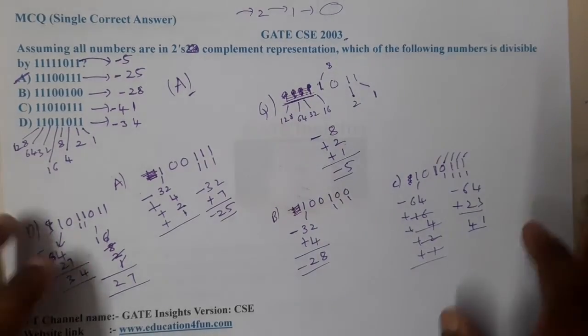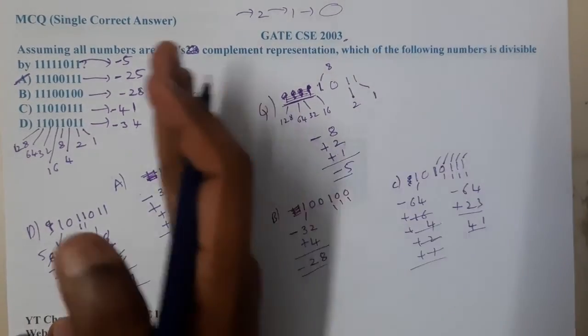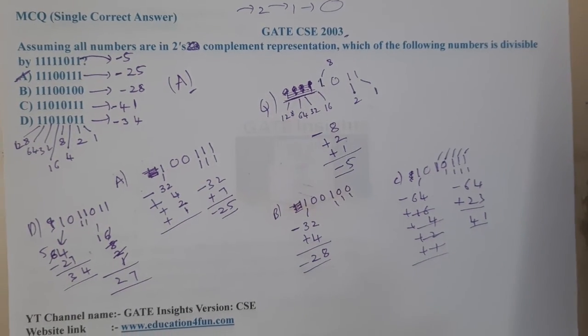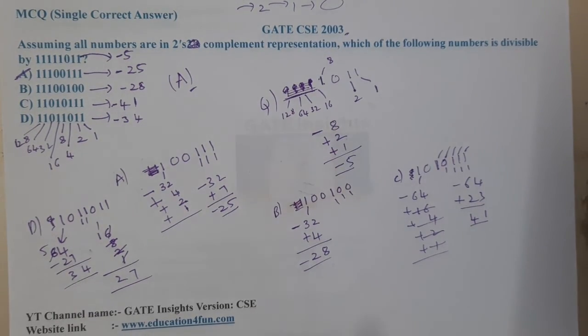Please practice these conversions, guys, like from binary to decimal, to 2's complement, to normal numbers. You should practice these types of conversions with the help of these PYQs only. I hope everyone got a clear idea with respect to this question.